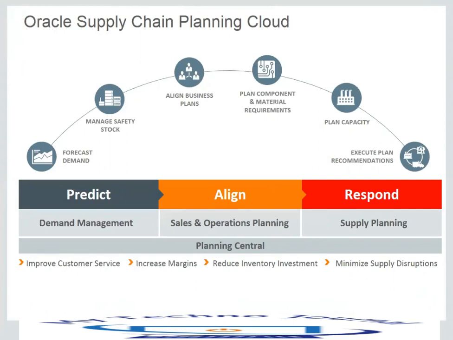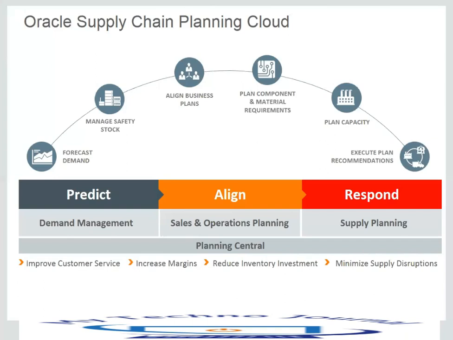Right from forecast to demand, managing safety stock, aligning the business plans, plan component and material requirement, plan capacity, and execute the plan recommendations from the planning workbench, so that when you release the plan orders, it goes and sits in your execution systems for the respective work order, requisitions, or a transfer order.